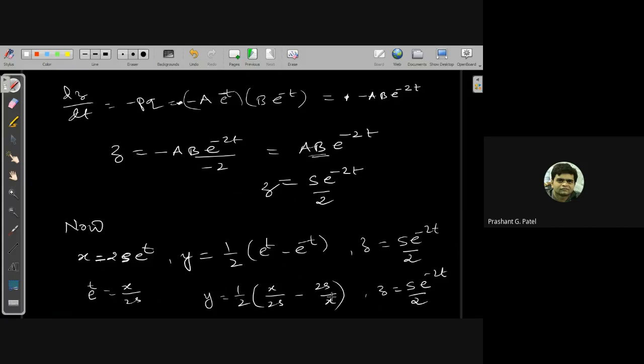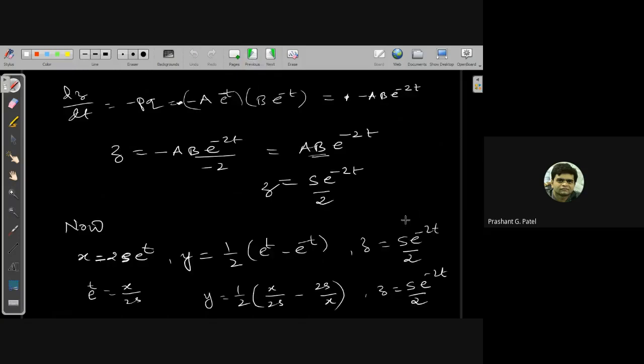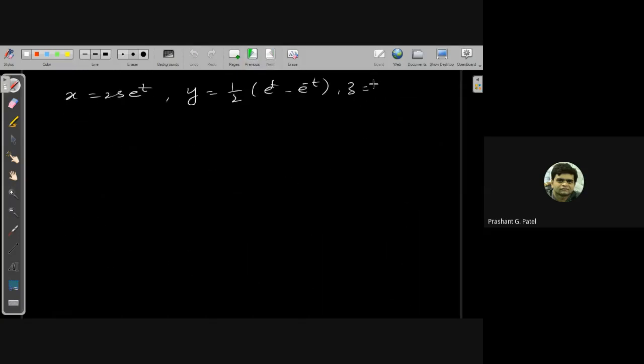Now we need to find out the equation in terms of x, y, z. How will we do that? Let us do it in the next page. x is equal to 2s e^t, y is equal to 1/2 (e^t minus e^(-t)), and z is equal to s/2 e^(-2t).